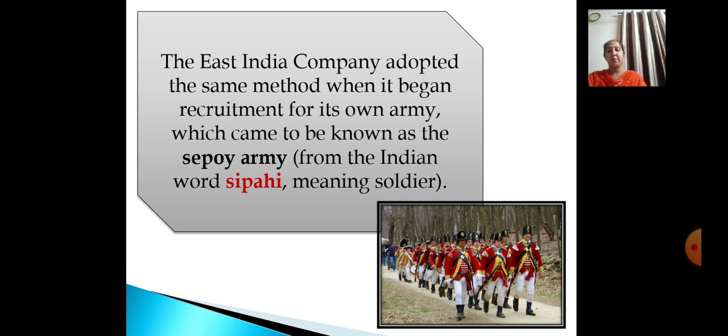So the East India Company also adopted the same method when it began recruitment for its own army, which came to be known as the Sepoy Army. This Sepoy Army has been taken from the Indian word Sipahi. In India, we call soldiers Sipahi, correct? So the East India Company took that word, Sepoy Army, from the Indian soldiers only.